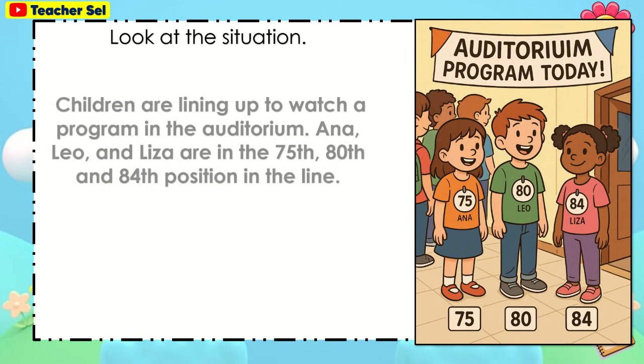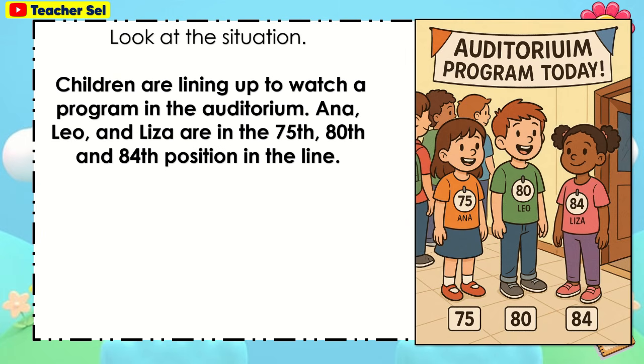Look at the situation. Children are lining up to watch a program in the auditorium. Anna, Leo, and Lisa are in the 75th, 80th, and 84th position in the line.